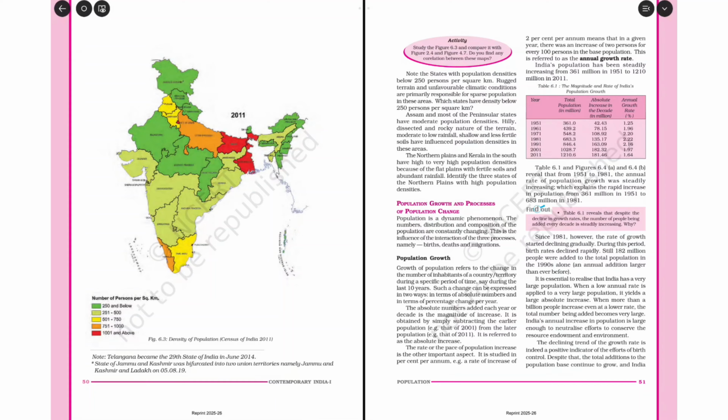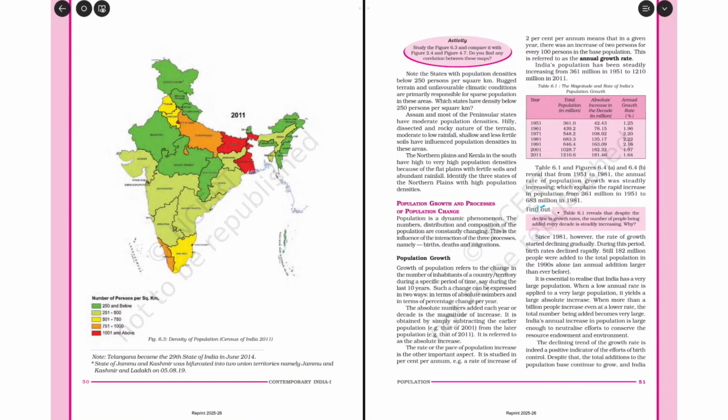That sounds like a demographic victory at first, right? The growth rate is slowing down. Right, but look at the very next piece of data the text provides. It says that despite the rate declining, 182 million people were added in the 90s, an annual addition larger than ever before. Wait, if the rate is declining, how is the absolute number of actual human beings being added to the country higher than it has ever been? This isn't a contradiction. Actually, it is a demonstration of the power of a massive base number.